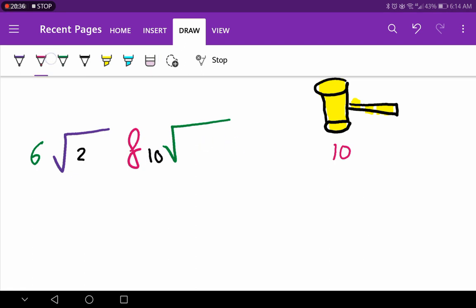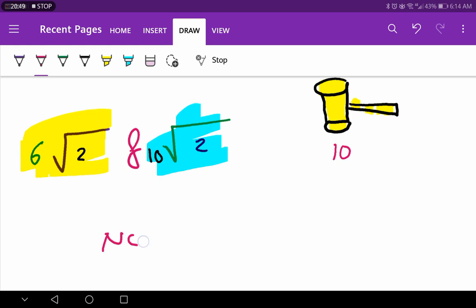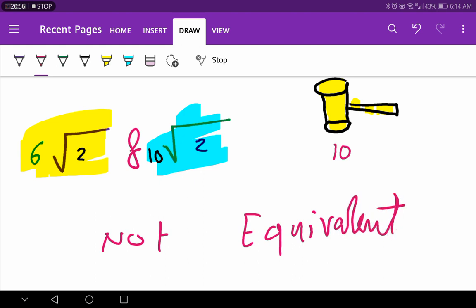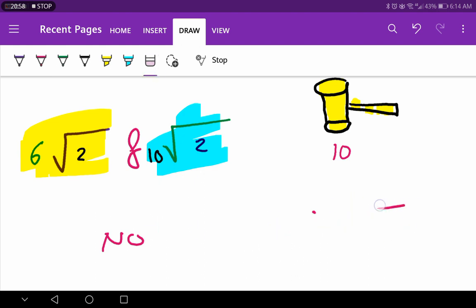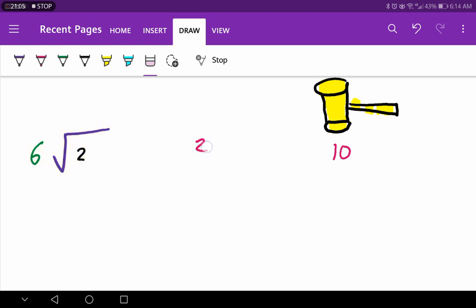And see, we are done. See here, it is 6 radical 2, or 6 multiply radical 2, and here 10 multiply radical 2. So what you have to say is they are not equivalent. Okay, okay my dear student. Okay my dear student, what else? The last example, be patient, everything will be good.